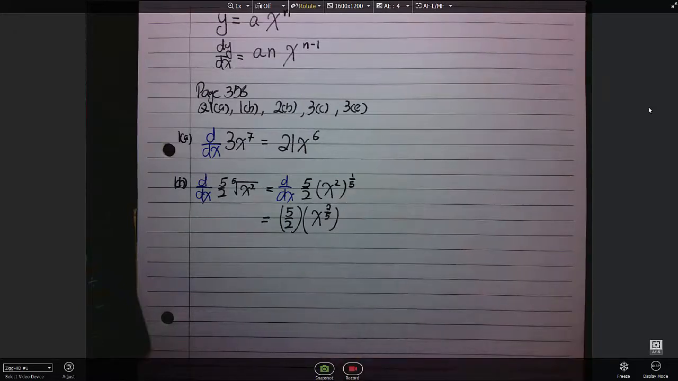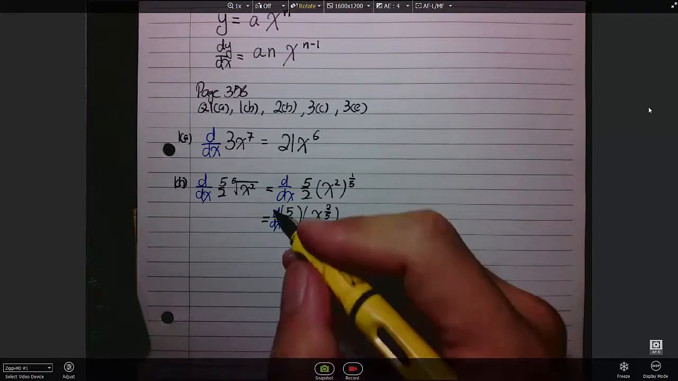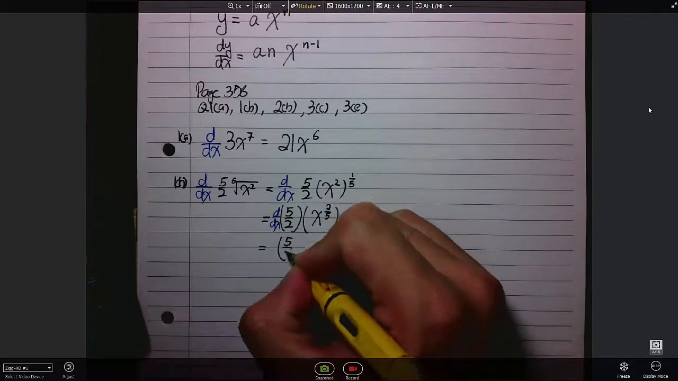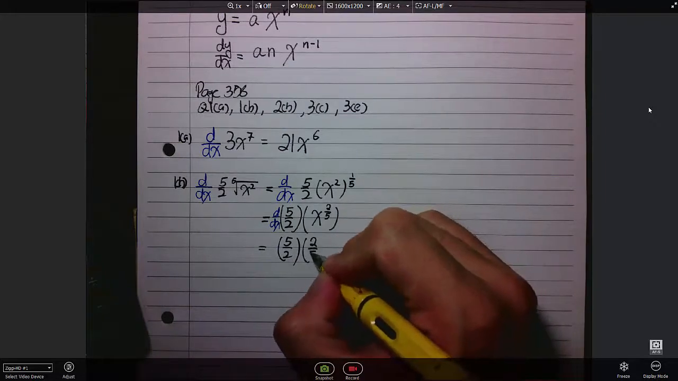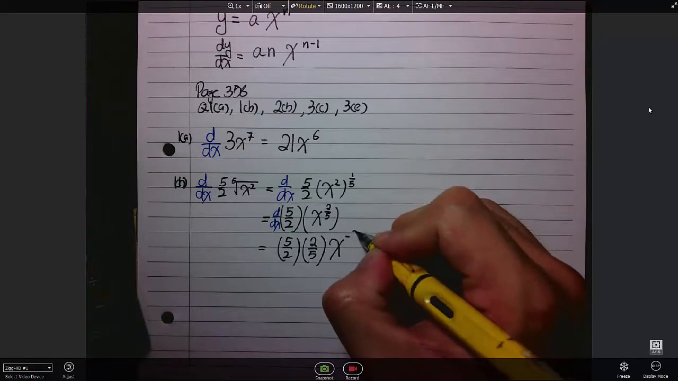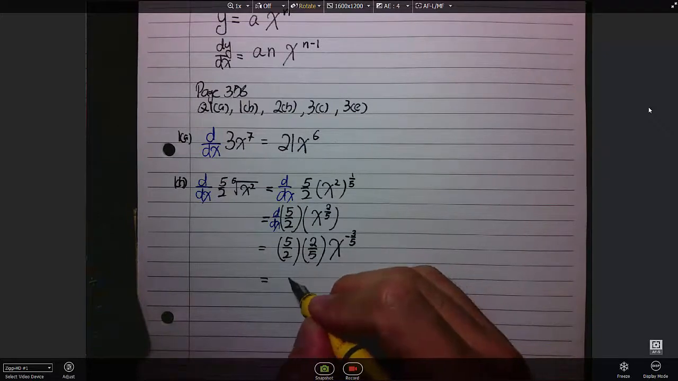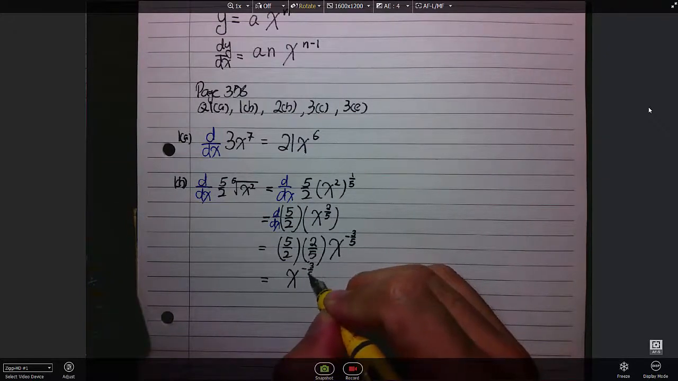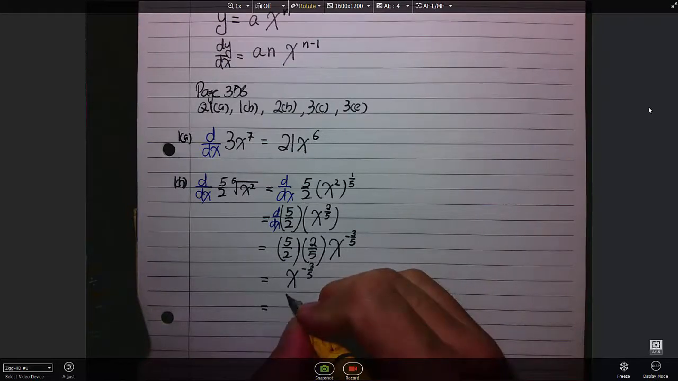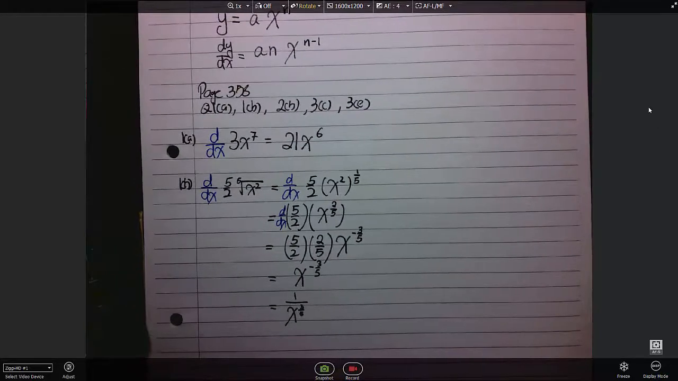So it's actually 2/5. I've not differentiated yet. When I actually differentiate this, what I get is 5 over 2 times 2/5, then x. 2/5 minus 1 is negative 3 over 5, power negative 3 over 5. I simplify everything. I get x to the power of negative 3/5. Further simplification yields 1 over x to the power of 3/5, if I want to express this in positive index form. And that concludes 1b.